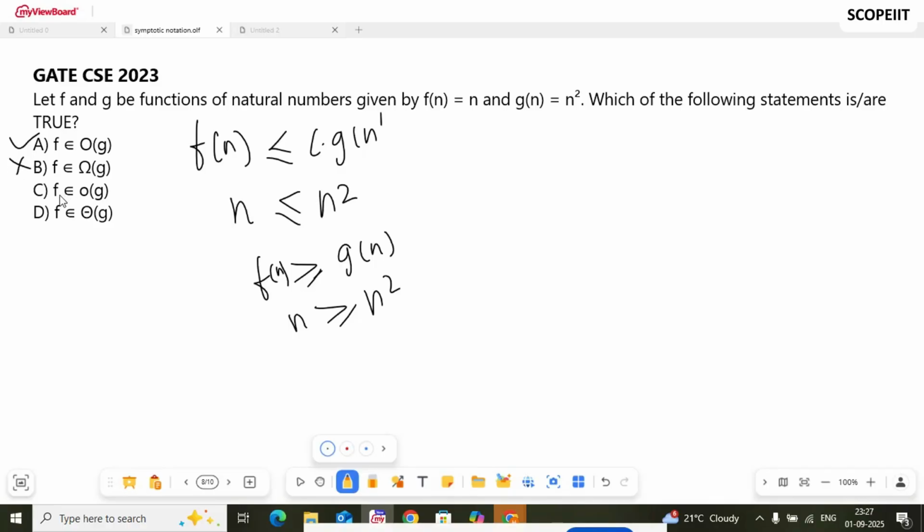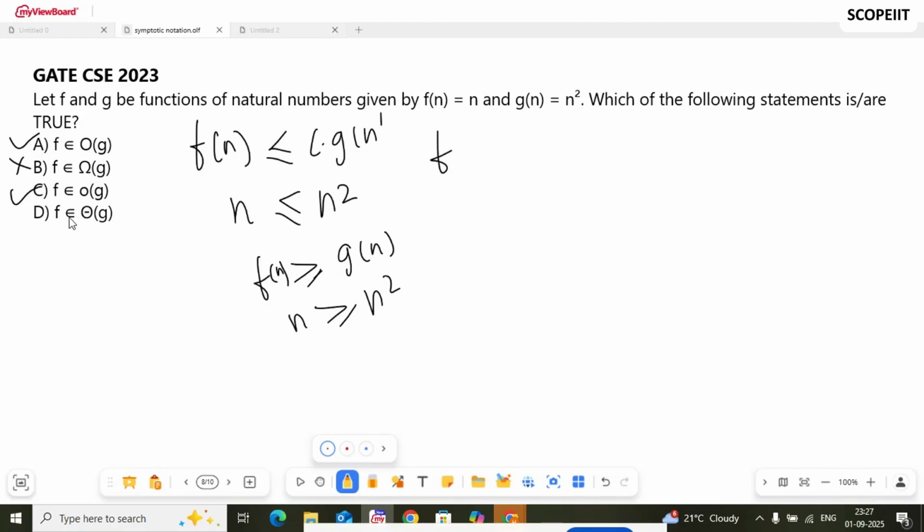Now let us see the third option. It says that f belongs to little o of g. Here, if you compare, as big O is satisfied, little o will also be the correct one. Then option D, let us compare. So omega, that means it should be in the middle.